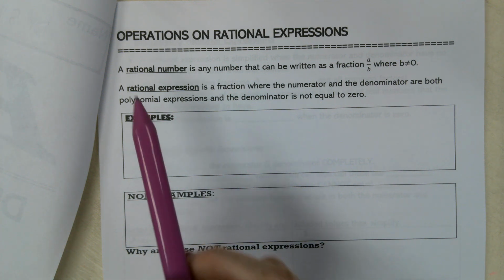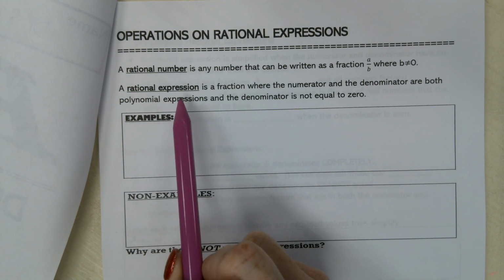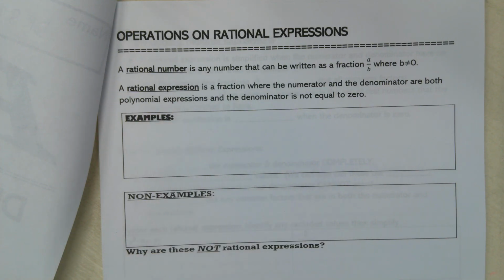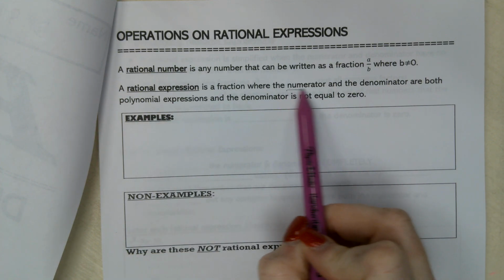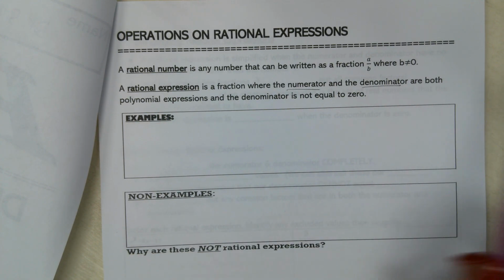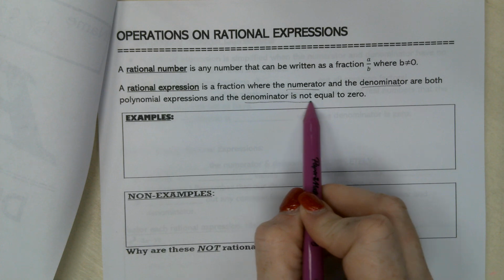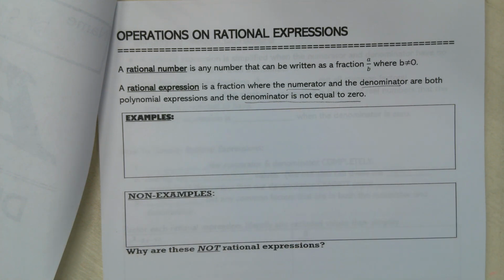Okay? All right. A rational expression looks like a fraction, but the numerator and the denominator are both polynomials. Once again, the denominator is not equal to 0.